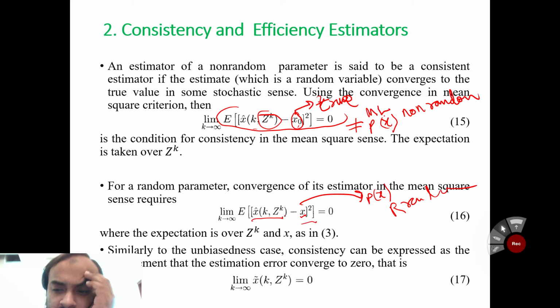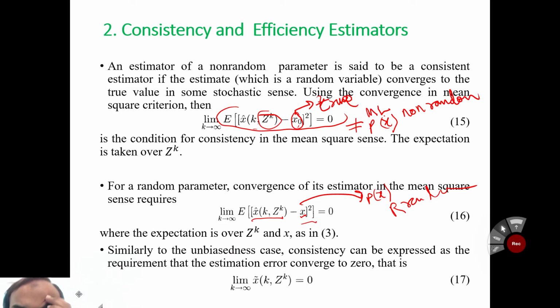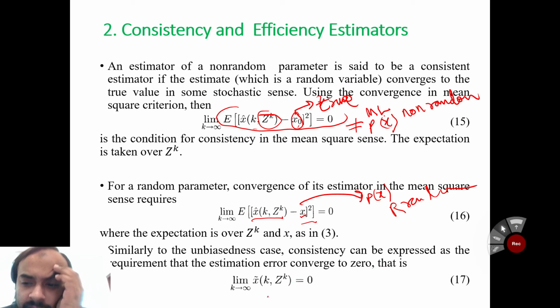It means the estimator approaches the value of x. In other words, if the error of the estimator is zero, then the estimator is said to be consistent. Similarly to the unbiased case, consistency can be expressed as the requirement that the estimation error converges to zero. Like in the unbiased case, if the estimation error is zero, then we can say that the estimator is consistent. Here the same scenario: the estimate meets x, and the difference between the expected values equals zero.